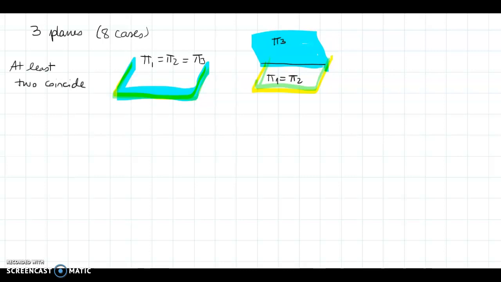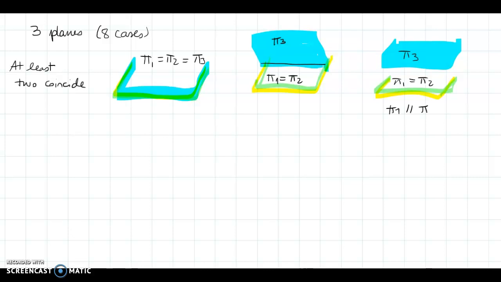The third case will be that two of them coincide and the third one is parallel to them. So let's say, for instance, we have the sky blue, and then the yellow and the green coincide. So I'm saying pi1 is equal to pi2, and then I have pi3, and pi1 is parallel to pi3. So these are the cases where at least two of them coincide.